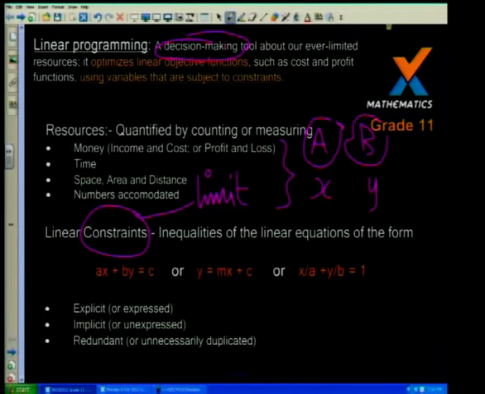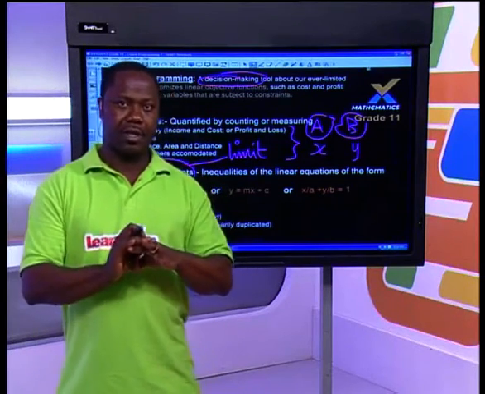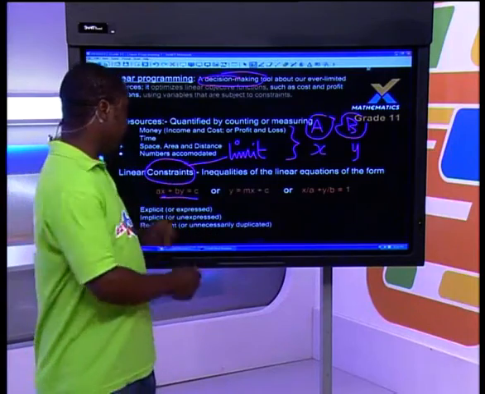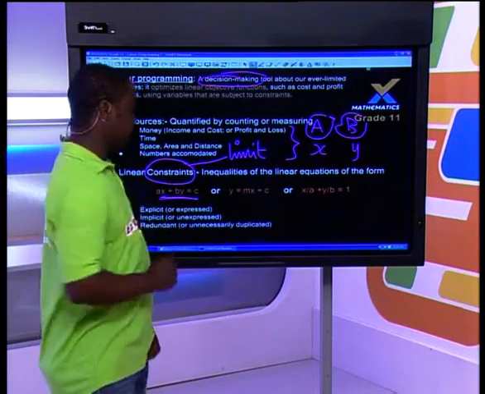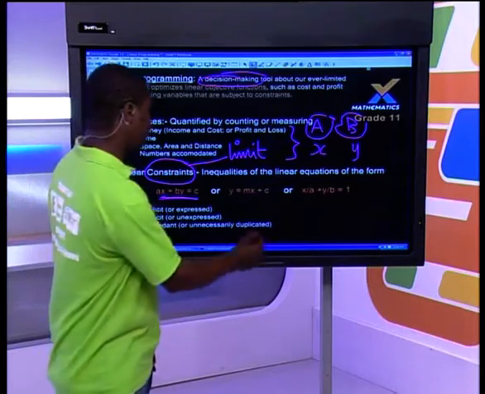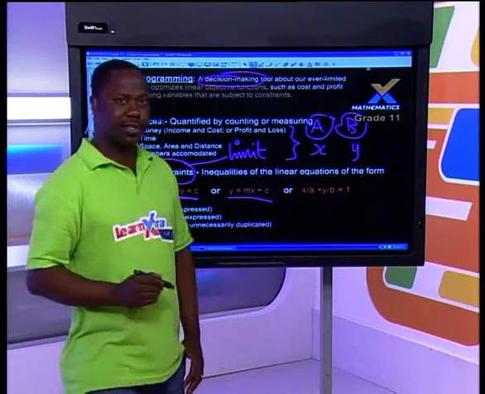We're going to use linear constraints, and linear constraints will come in the form of either ax plus by equal to c. There are three forms of the linear equation that you can come across. It will be ax plus by equal to c, for instance, y equal to mx plus c.